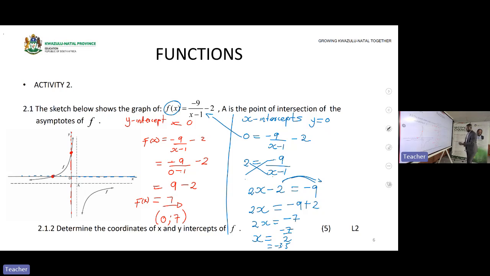Because if you wanted to sketch your graph, you will have to know the decimal value, so that you know it's between which two integers. So in this case, you could have left your answer as -7 over 2 or -3,5. So I think we have answered the question. Then the coordinates will be -3,5 as well as 0. So these are your x-intercept. We then move to the next question.